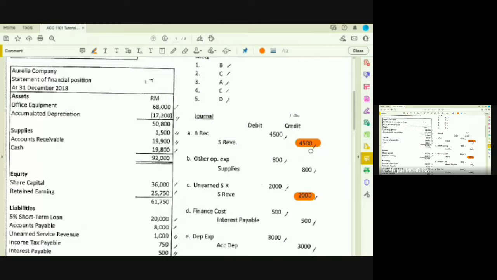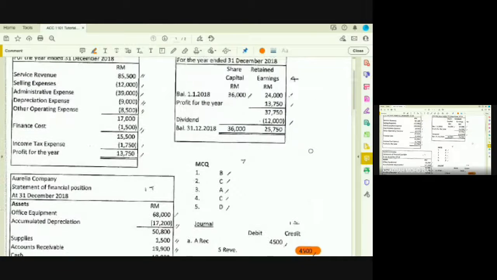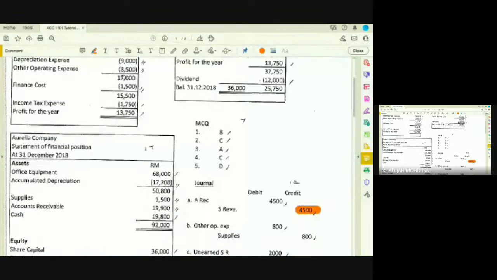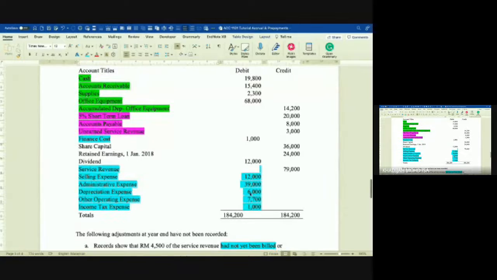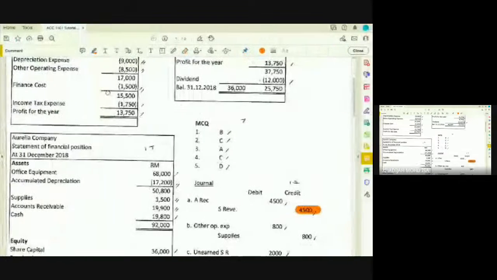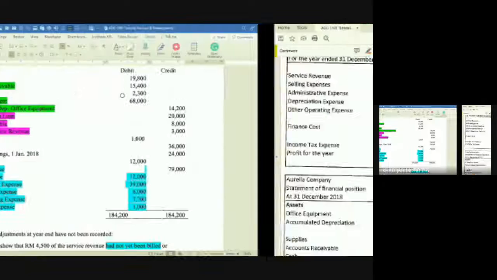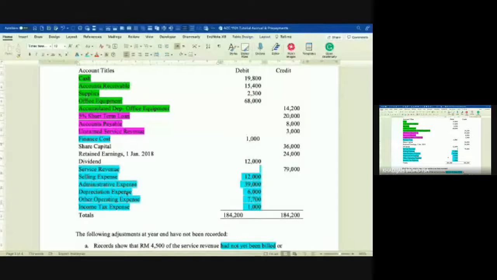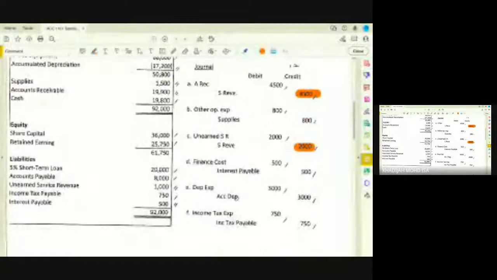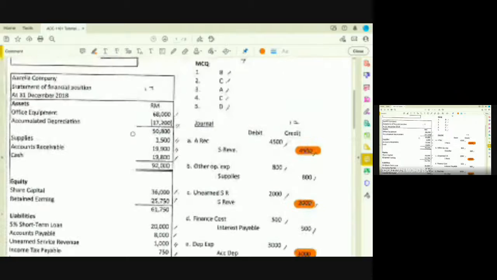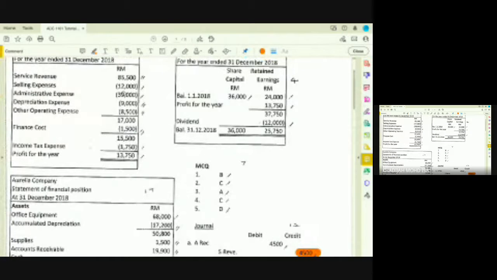Okay, 4,500 plus 2,000. So you have two adjustments there, right? And then your selling expenses, I think there's no change in the selling expenses. Selling expenses still 12,000. Admin expense remains 39,000, I think. Yeah, remains 39,000. Depreciation, you have an addition. Initially, it was 6,000. Then you have a depreciation of 3,000 here. So you have plus 9,000 plus 3,000. You should have 12,000 in your depreciation, right?